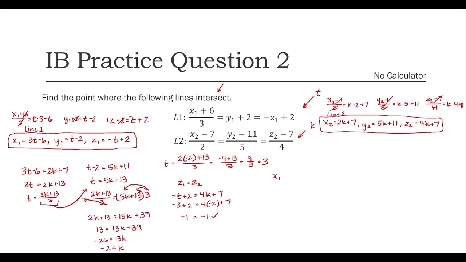So it's x1 equals our x2, so we can use either equation. We'll just use x1. So it's 3t minus 6. So 3 times 3 minus 6 is 9 minus 6, so it's 3. y1 equals y2, so we'll use y1, which is t minus 2. So we have 3 minus 2, which equals 1. z1 should equal z2, so we'll use our z1, which is negative t plus 2. So we have negative 3 plus 2, which equals negative 1. So our coordinate where they intersect would be (3, 1, negative 1).